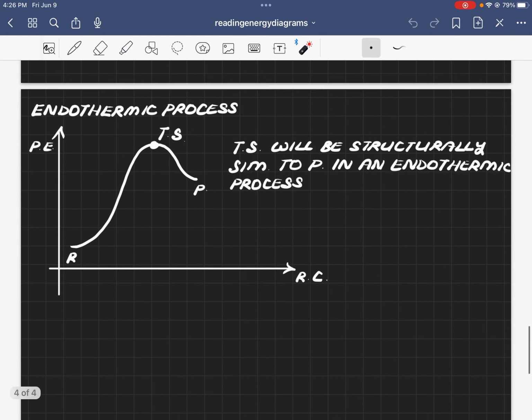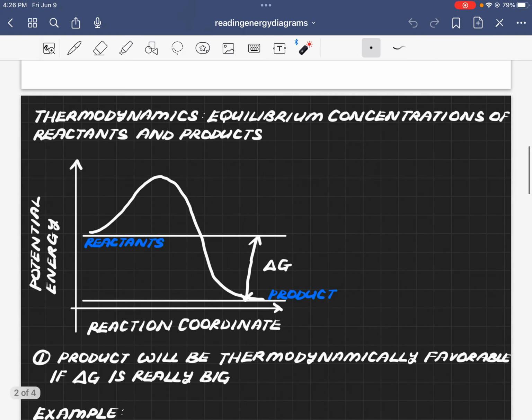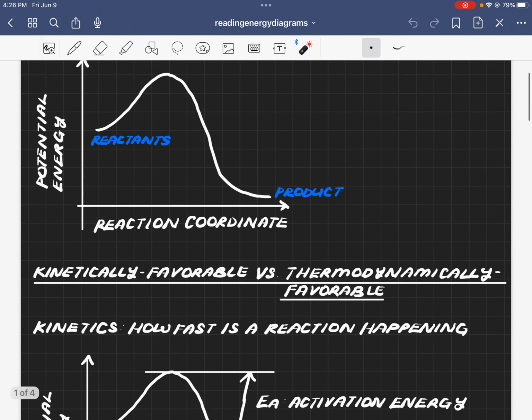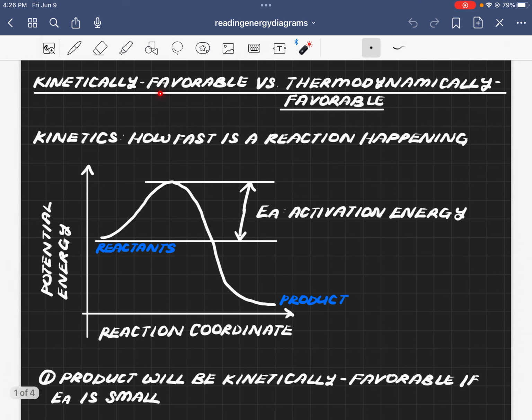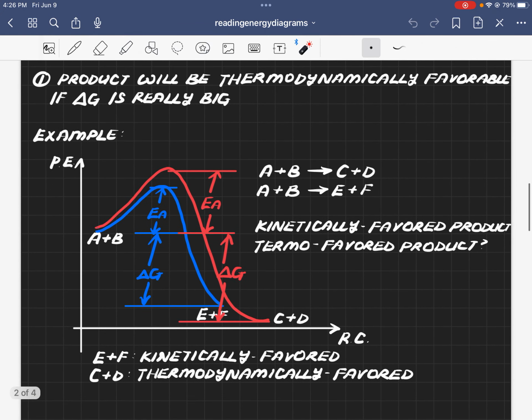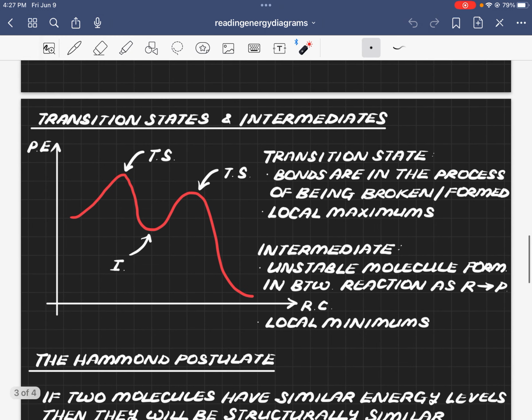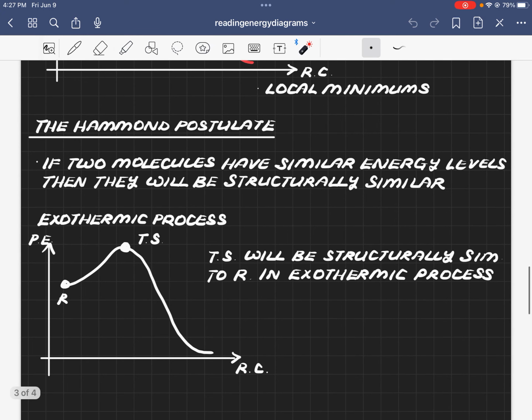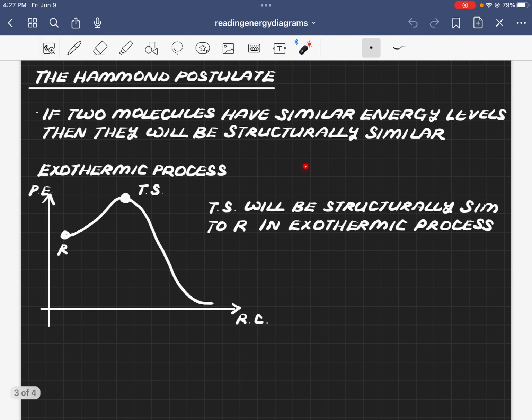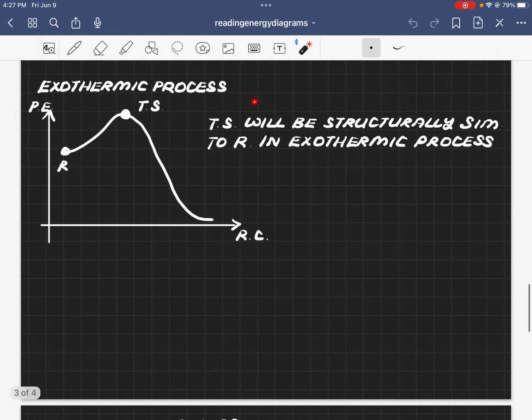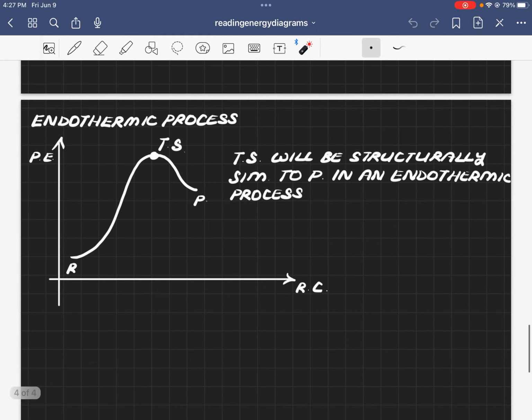But yeah, okay, that is my lecture for today. Basically how to read energy diagrams, how to determine which products are kinetically favorable versus thermodynamically favorable, how to identify transition states and intermediates in a reaction in an energy diagram, and then how to determine the structural similarity either to the products or the reactants in an exothermic process or an endothermic one. But yeah, that's it for today.